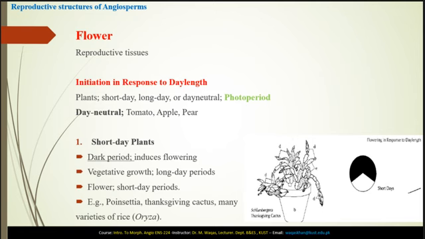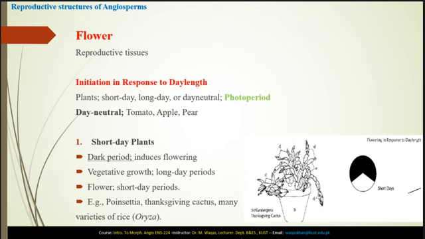Now come toward the short day plants. In short day plants, the vegetative growth occurs during the long day period, right? And flowering, that is the reproductive growth, occurs during the short day periods. Short day periods meaning long night periods.